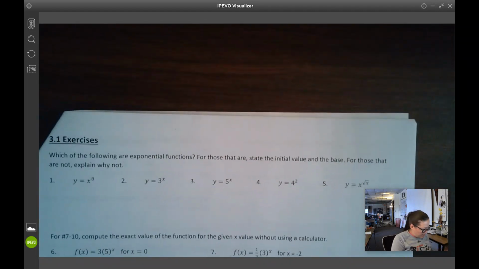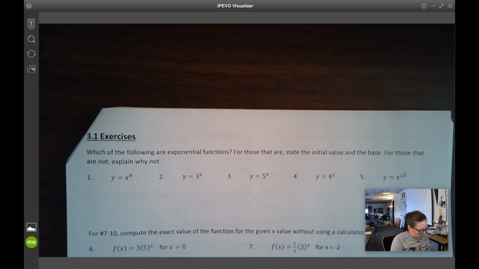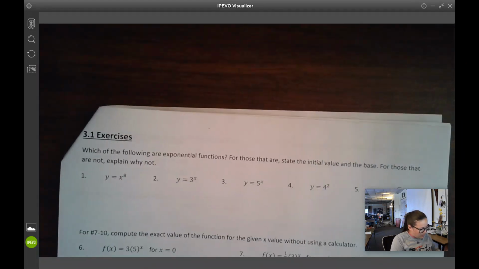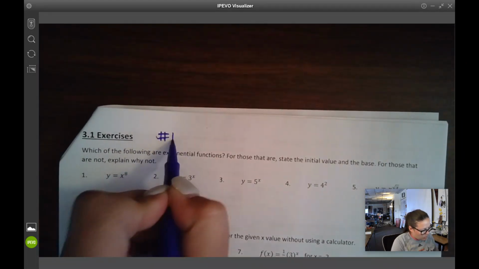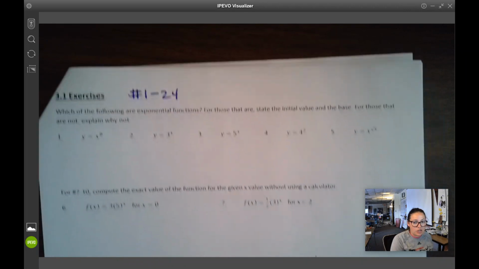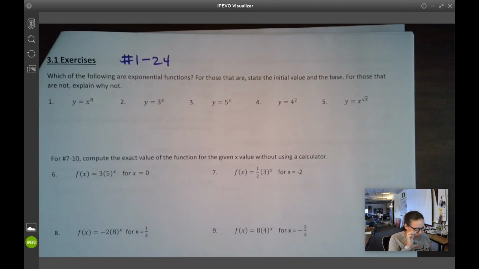Your homework is on pages 3 and 4. So numbers 1 through 24. So you have a little bit of stuff on exponential functions as well as some review, as always.